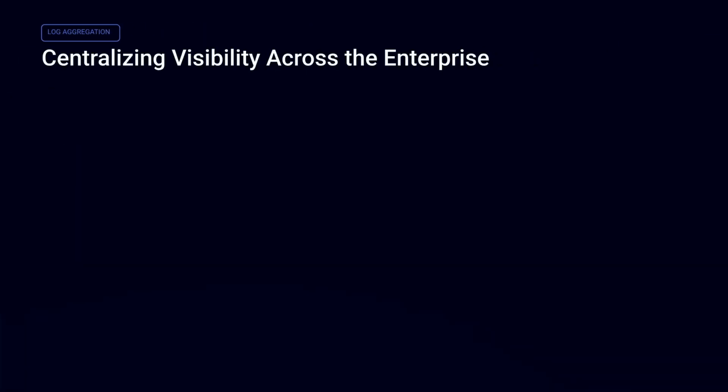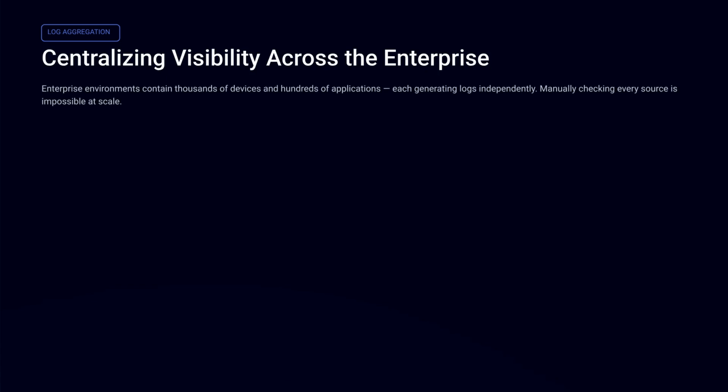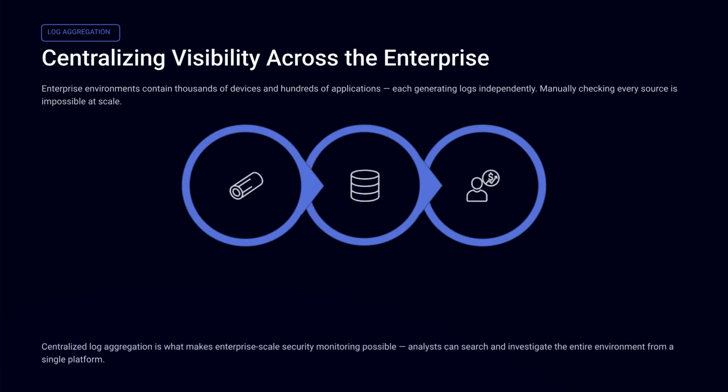Enterprise environments contain thousands of devices, each generating logs independently. Manually checking every source is impossible at scale. SIEM platforms enable centralized log aggregation, making enterprise-scale security monitoring possible. This process involves three main steps: collect, centralize, and investigate.